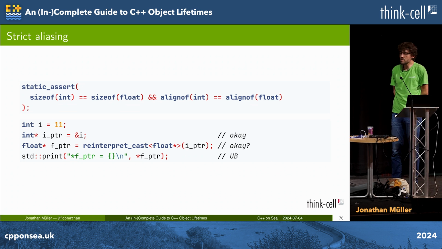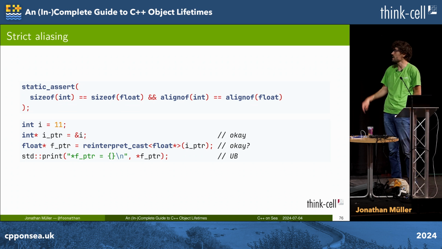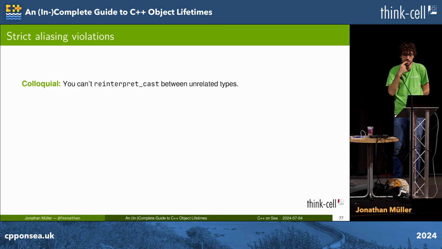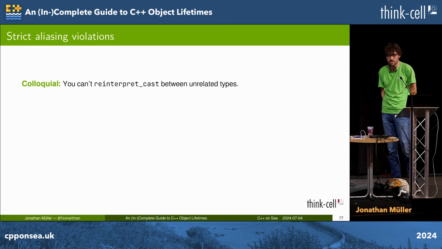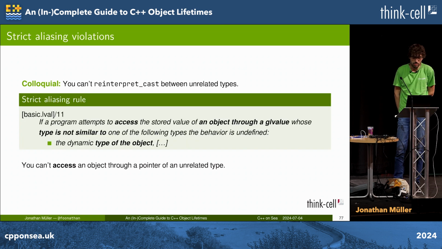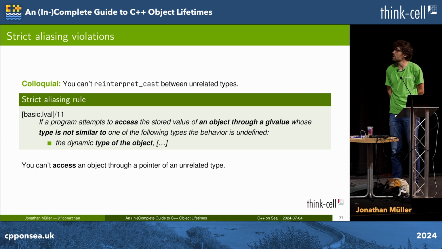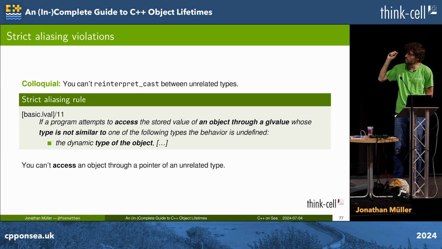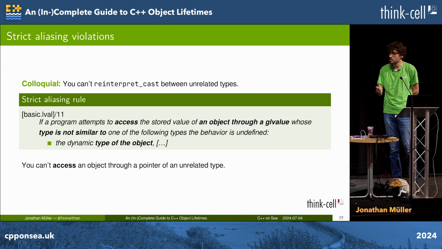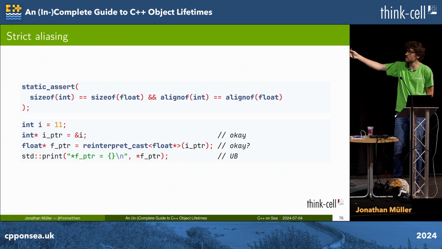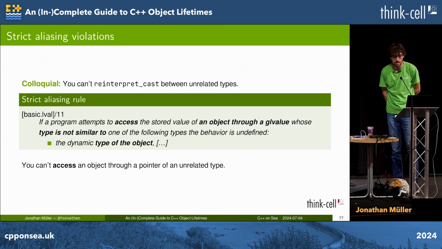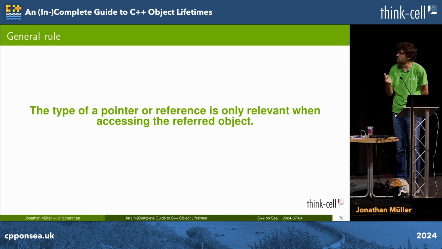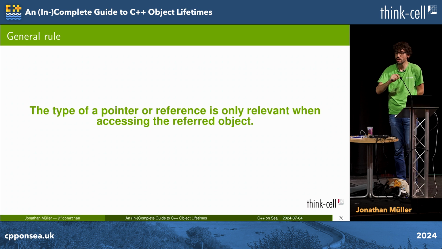Now, this code has undefined behavior because of the strict aliasing rule. Colloquially, we say that you can't reinterpret_cast between unrelated types, but that's actually not quite correct. The reinterpret_cast is perfectly fine. The problem is the access. If a program accesses an object through something whose type is not similar to the object's type, that is undefined behavior. So in this code, the reinterpret_cast is perfectly fine. The dereference is the problem. In other words, the type of a pointer or reference absolutely doesn't matter. It's only relevant when you actually do an access.